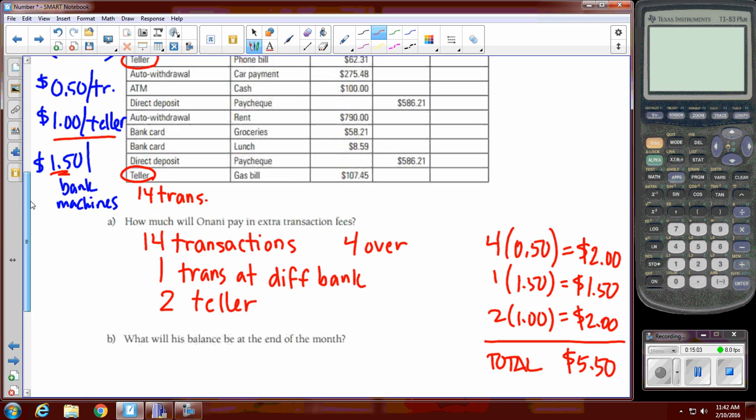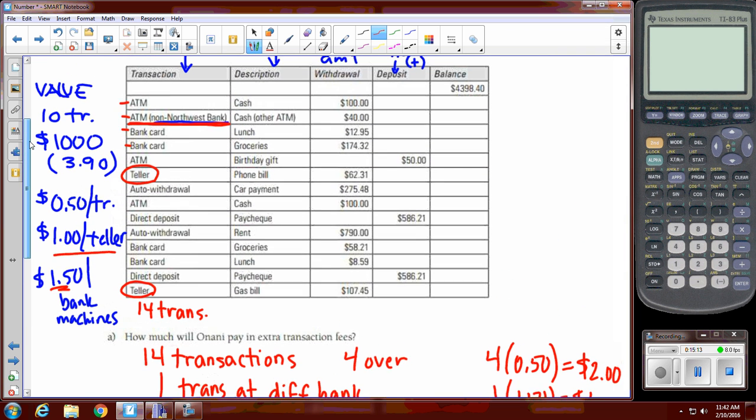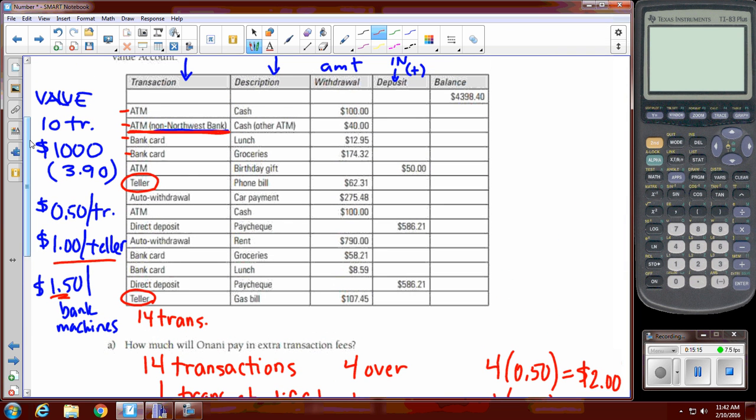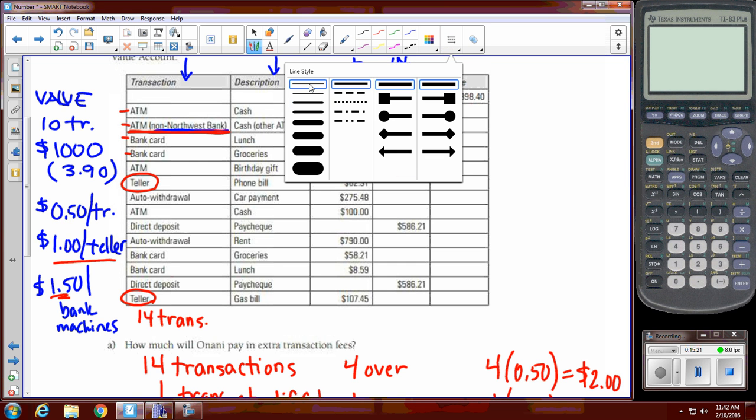Now that deals with question B. What will his balance be at the end of the month? So we're going to go through, we're going to crunch these numbers. This part's going to be a little painful, but you need your calculator out. We're going to put in the information that we need to know. And we'll work through this together.